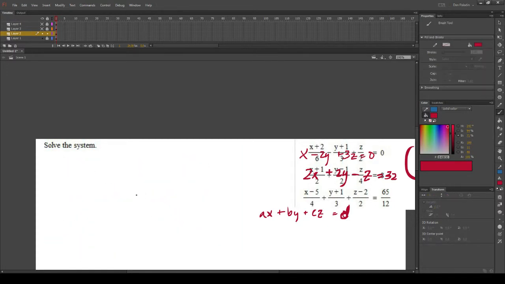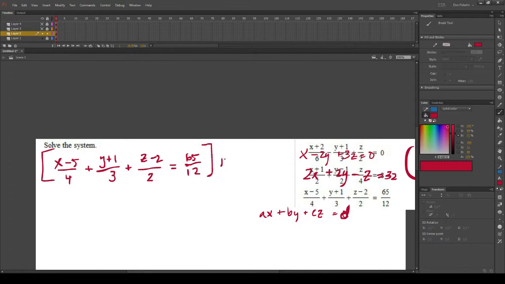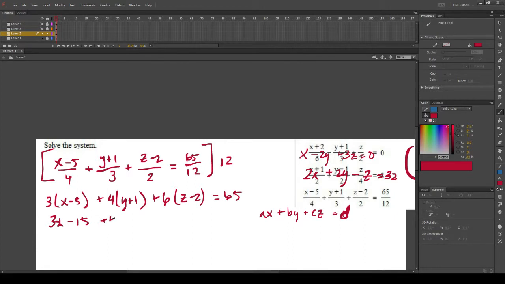Moving on, last one. Then we have x minus 5 over 4 plus y plus 1 over 3 plus z minus 2 over 2 is equal to 65 over 12. Here the least common denominator is 12. Everything gets multiplied by 12, so this is going to be 3 times x minus 5, 4 times y plus 1, 6 times z minus 2 is equal to 65. Just expanding here: 3x minus 15 plus 4y plus 4 plus 6z minus 12 equals 65.